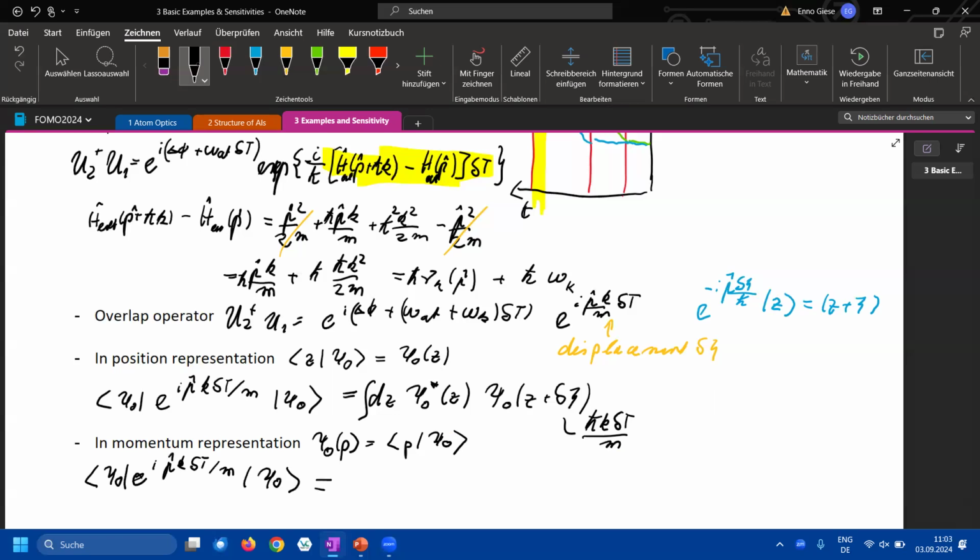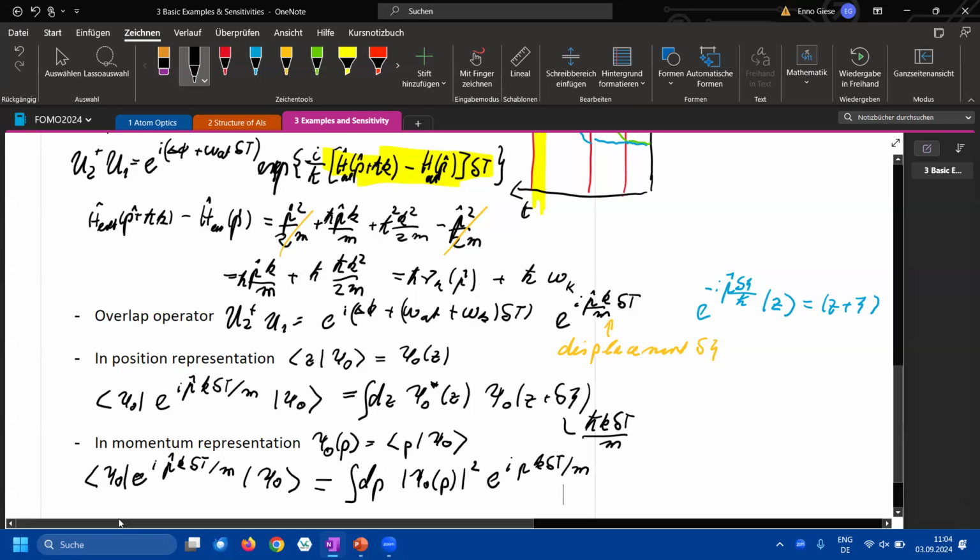And that is equal to the integral dp. And in momentum representation, that's easy. So it's psi naught of p modulus squared times e to the i p times k times delta t over m. Okay? So effectively, this is just the Fourier transform of our initial momentum probability distribution, or inverse Fourier transform, depending on how you define that.